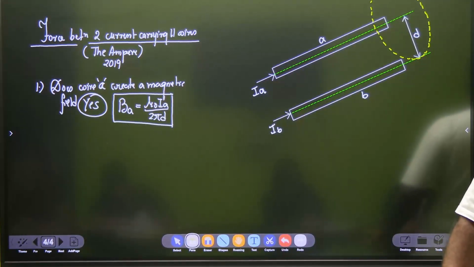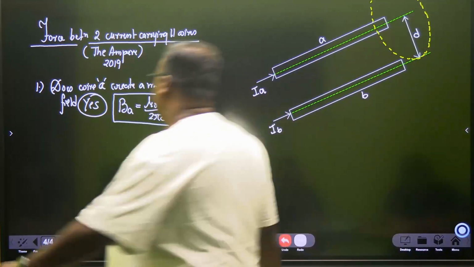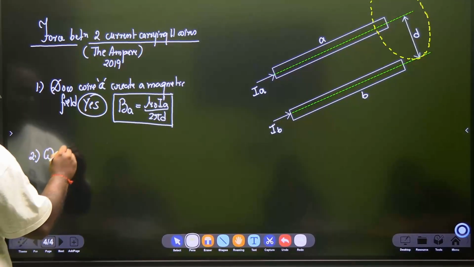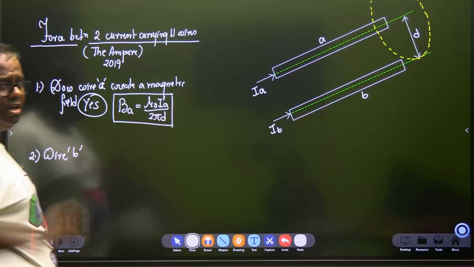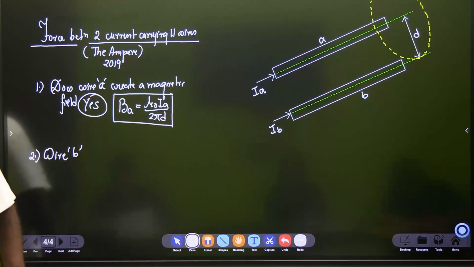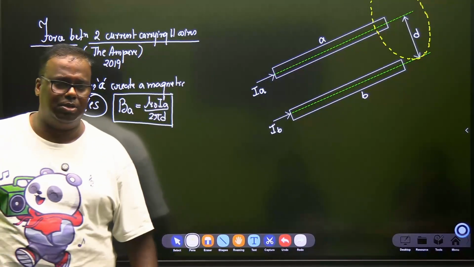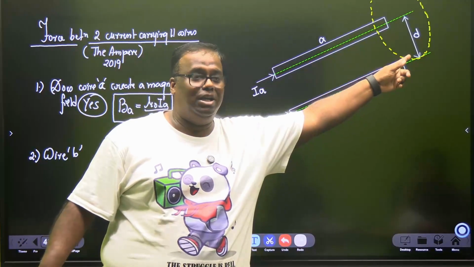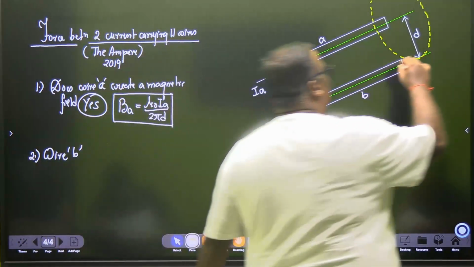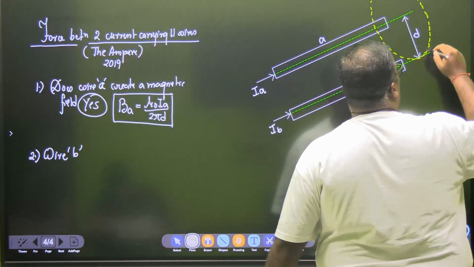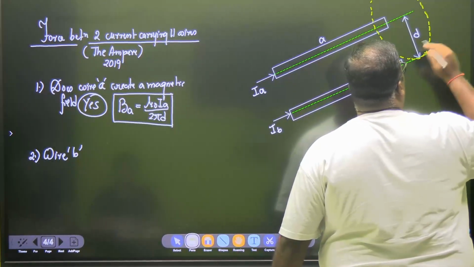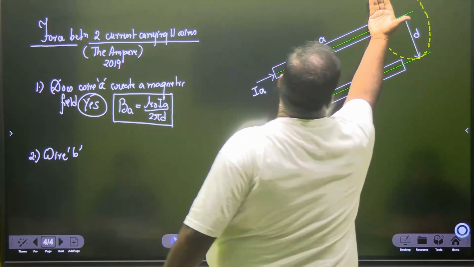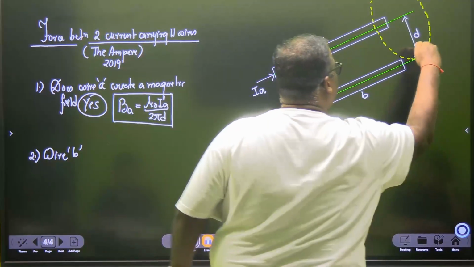No doubt? Now bring your focus to wire B. Is B carrying a current with it? Yes. So is B also a magnetic substance? Yes. So does it sense this magnetic field which was created here at this point? Let's find the direction also. Current is going in this direction, so the magnetic field is going inside.